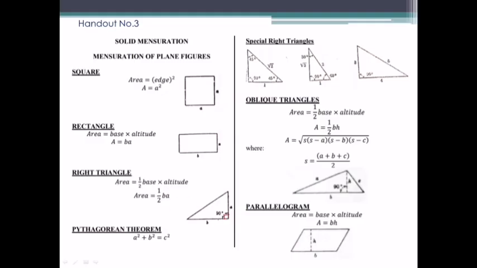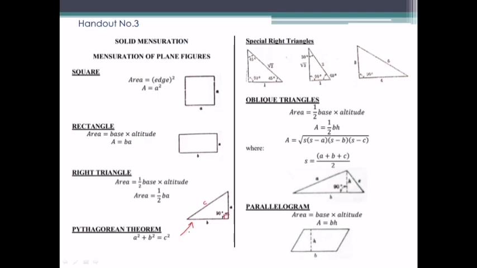We have also the Pythagorean theorem. This is applicable if you have a right triangle. Given this triangle, we have B and A, and the hypotenuse is the side which is opposite the 90-degree angle. We say hypotenuse is C, so we have this relation as the Pythagorean theorem: A squared plus B squared is equal to C squared.